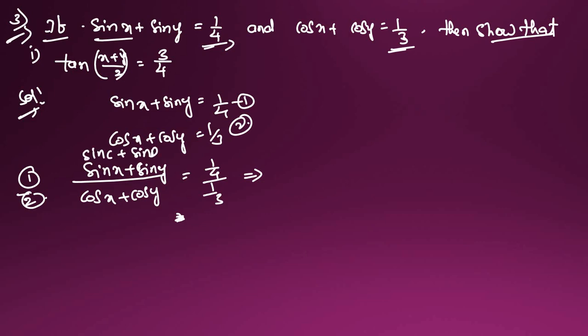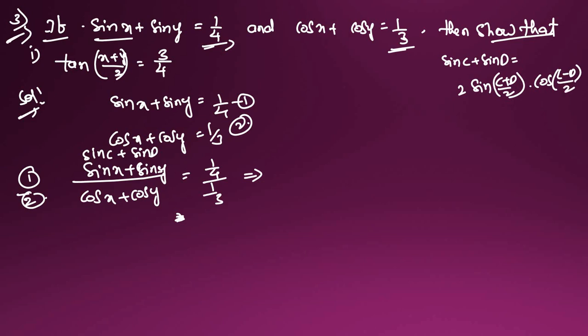Sin c plus sin d is equal to what? 2 sin (c plus d)/2 cos (c minus d)/2 will come here. This first one, here I will write the formula: sin c plus sin d is equal to 2 sin (c plus d)/2 into cos (c minus d)/2.